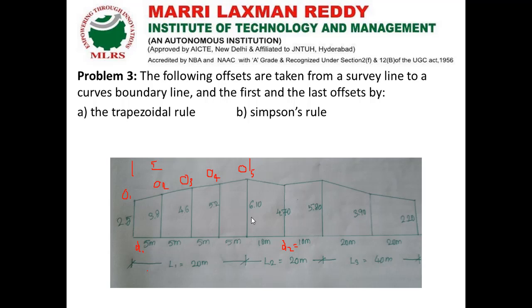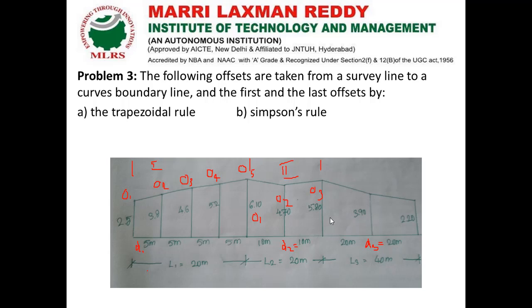Okay. So here the offsets are O1 equal to 6.10, O2 equal to 4.70 and O3 equal to 5.80. This is up to the part 2. Next, third one. Again, here the distance is 20 meter interval, so that D3 equal to 20 meters.